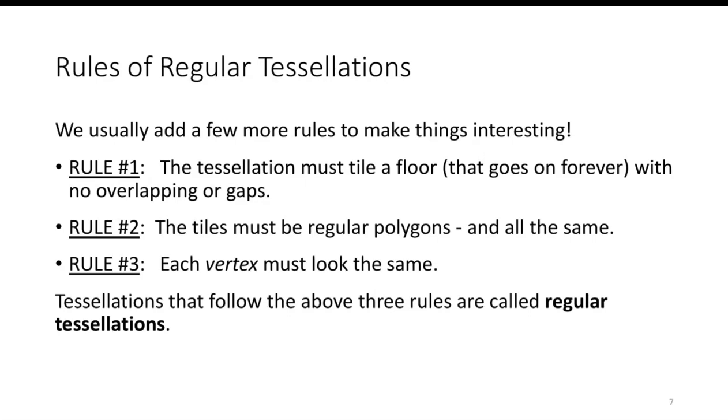Rule number 2, the tiles must be regular polygons, and they must all be the same. A regular polygon is a polygon where all the sides are congruent and all the angles are congruent.